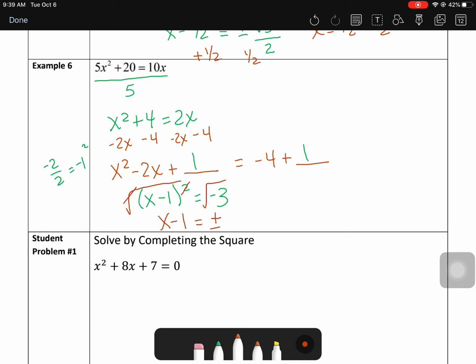Well, remember, the square root of a negative is i, and the square root of 3 does not simplify, so we have plus or minus i square root of 3. We're going to add 1 to both sides to finish solving, so we'll write the real part first, and then we have plus or minus i square root of 3.